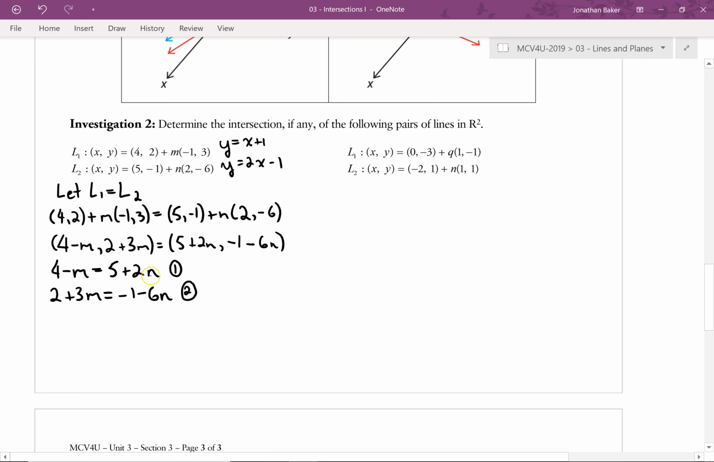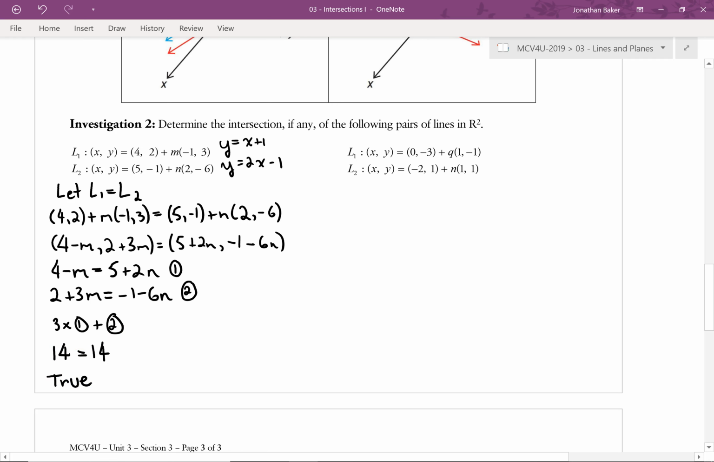So why don't we triple number 3? We'll go 3 times 1, and we'll add that to 2, and see what happens. Okay, so we're going to have 3 times 4, which is 12, plus 2, which is 14. Then we're going to have minus 3 times m plus 3m. So that's going to cancel, right? So that's equal to, again, 15, right, minus 1, which is 14. And then 3 times this is 6 minus 6. So that's going to be 0. So look at that. We ended up with just 14 equals 14, which, again, is true all the time, right?